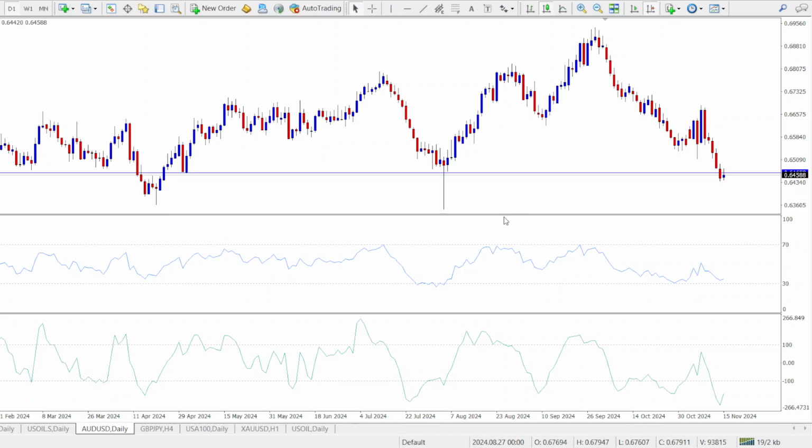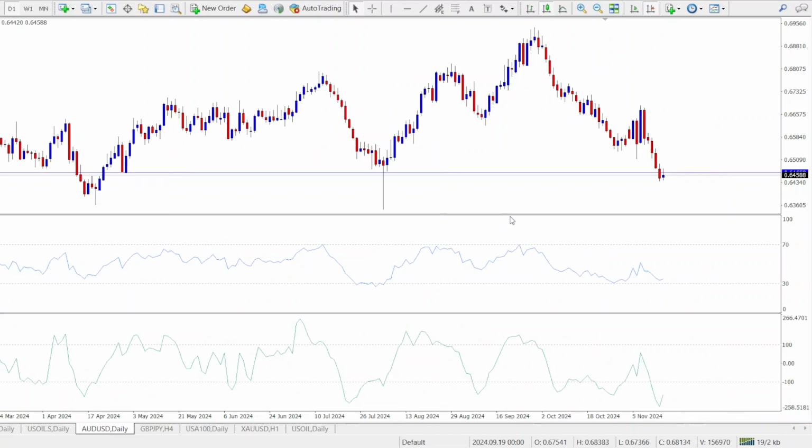Now, as for your signals, make sure that you always wait for the RSI to indicate overbought or oversold levels, that is above 70 or below 30. Then check the CCI. For a buy setup, you want the CCI to rise above minus 100, signaling bullish momentum. And for a sell setup, you look for the CCI to drop below 100, okay, like in this case.